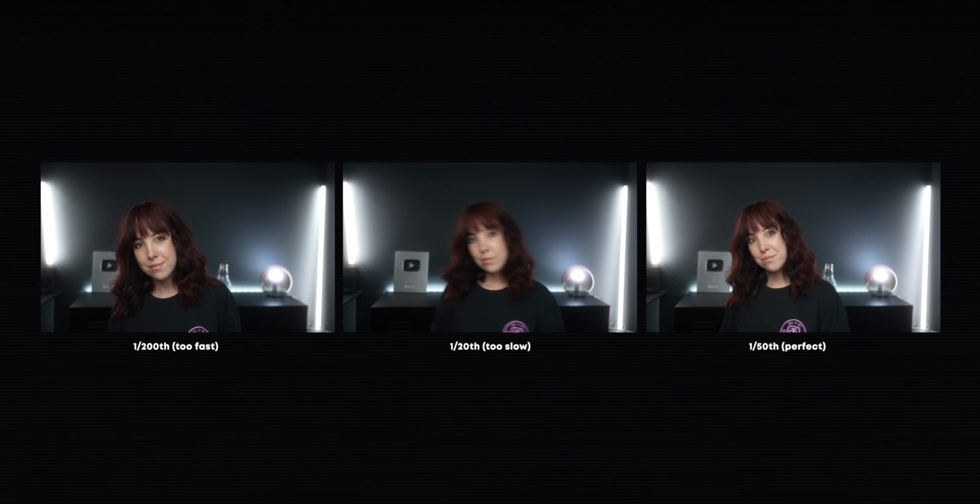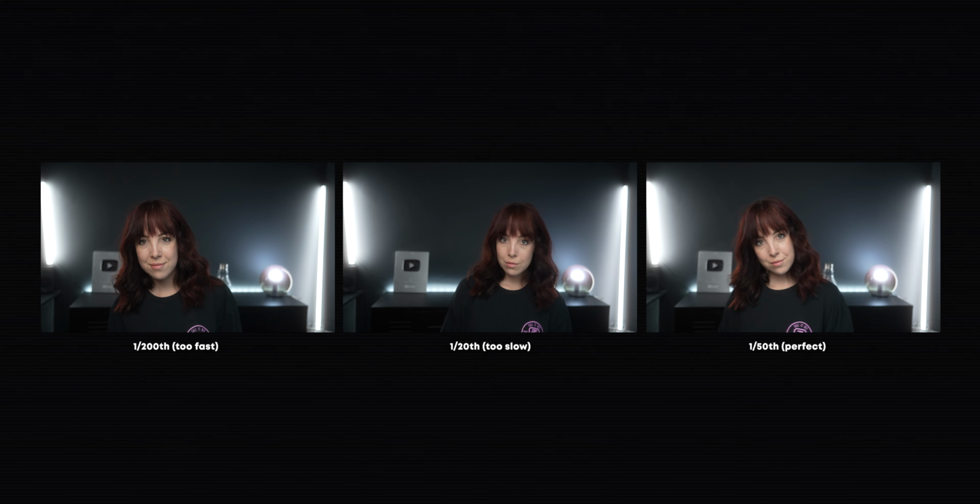Now, if you shoot at a higher number, what's gonna happen is that it's going to look very robotic. And if you're shooting at a slower number, you'll get a lot of motion blur. And to get the most realistic look, which is what we're looking at right now, you want to double the frame rate. If you're using the 180-degree rule, it will always look perfect. So whatever frame rate you're shooting in, just double it.